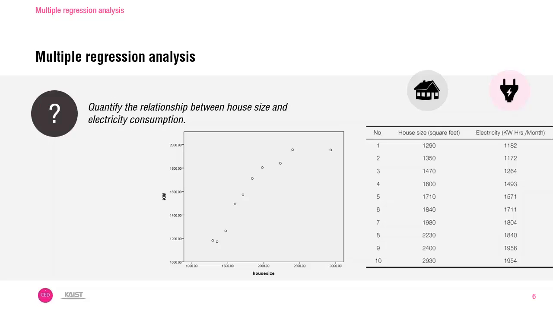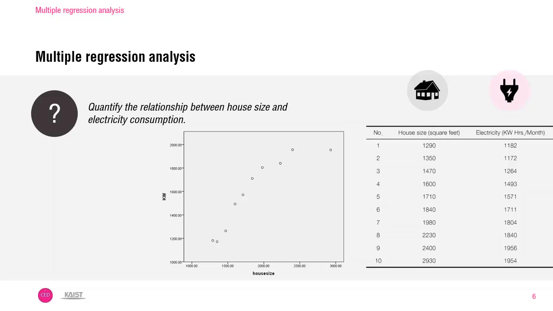Then let's consider this example. 10 family houses were surveyed about their house size and electricity consumption. It's not difficult to guess a bigger house consumes more electricity. A scatter plot indeed shows a positive correlation between house size and electricity. But look at the chart more carefully. Perhaps the plot would fit better to a curve.